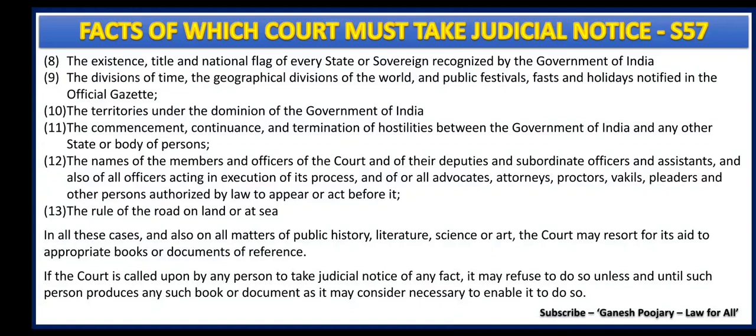Then the ninth one, it should take judicial notice of the division of time, the geographical division of the world, public festivals and holidays which are in the official gazette, all of that to be judicially noticeable. The territories under the government of India to be recognized, the commencement, continuance and termination of hostilities between the government of India and any other state or body of persons, then the names of the members and officers of the court and their subordinates, finally the rule of the land, road or sea. All of these need to be judicially noticeable by the courts.